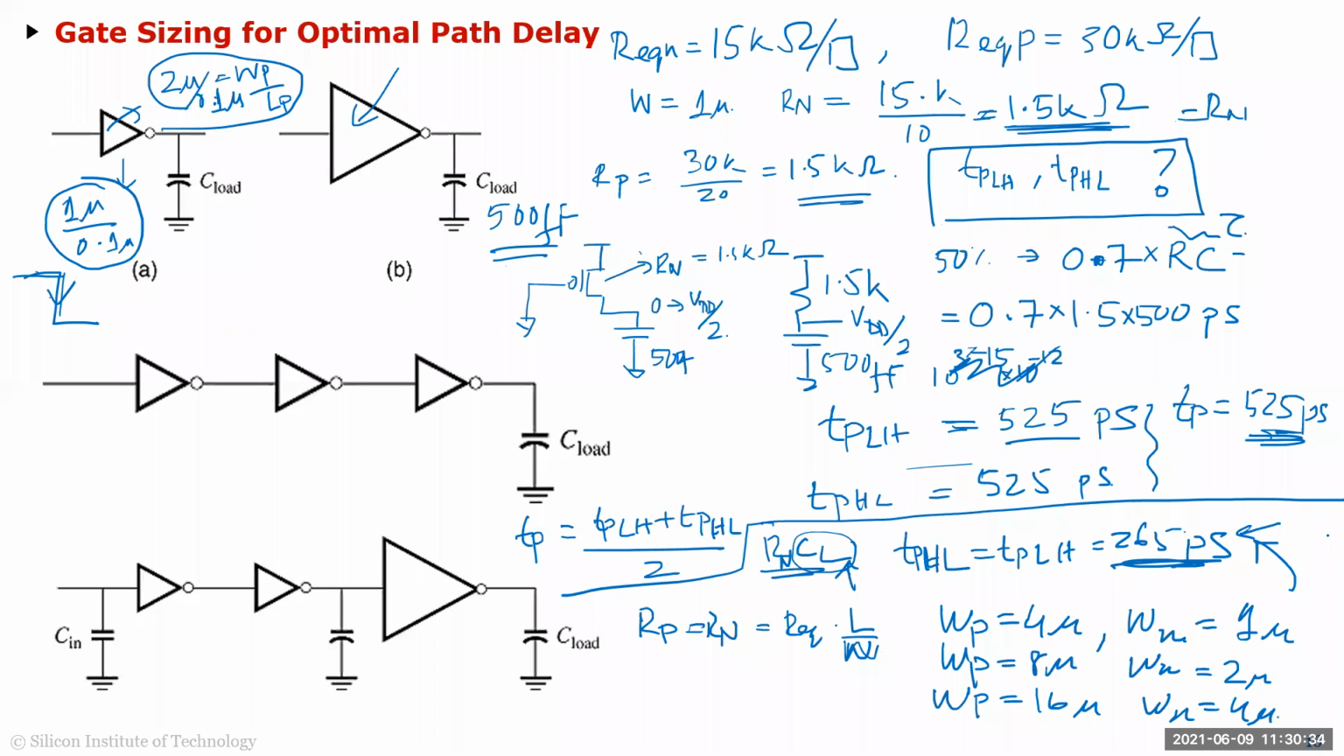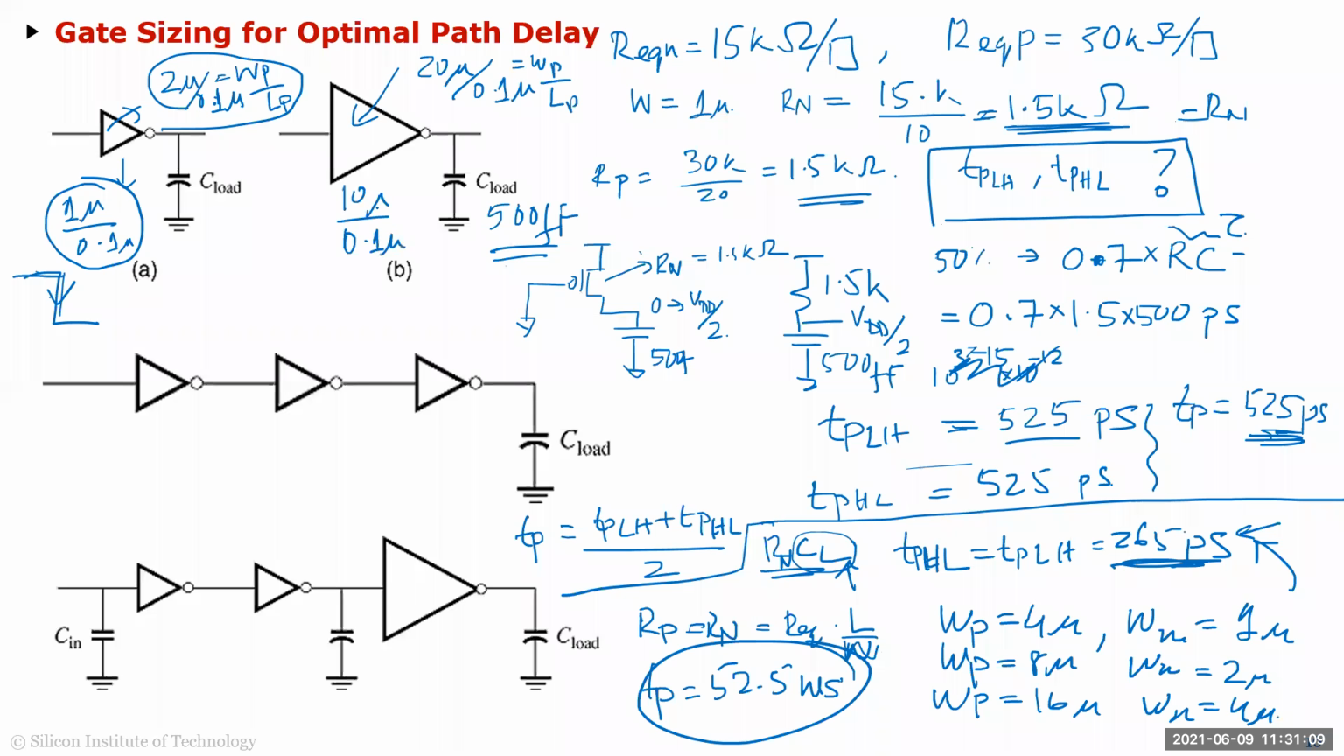So let's say I want to go to 50 nanosecond. So I have to make it 10 times. I want to go from 5.25 to 52.5 nanosecond. I want to increase this by 10 times, right? So let's say I wanted TP to be 52.5 nanosecond. Then this big buffer's WP should be 10 times 2, which should be 20 micron by 0.1 micron. That is WP LP, and the N should be 10 micron by 0.1. If I do that, then this delay is going to be 52.5 nanosecond, right?